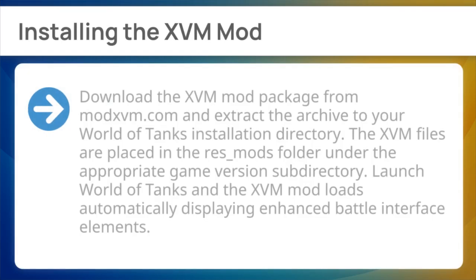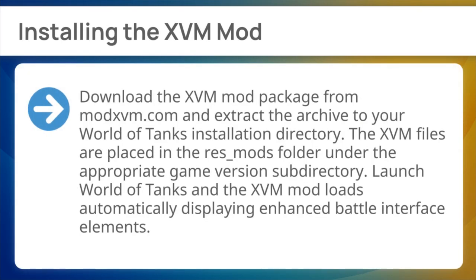First, installing the XVM mod. Download the XVM mod package from immodxvm.com and extract the archive to your World of Tanks installation directory. The XVM files are placed in the recess/mods folder under the appropriate game version subdirectory. Launch World of Tanks and the XVM mod loads automatically, displaying enhanced battle interface elements.